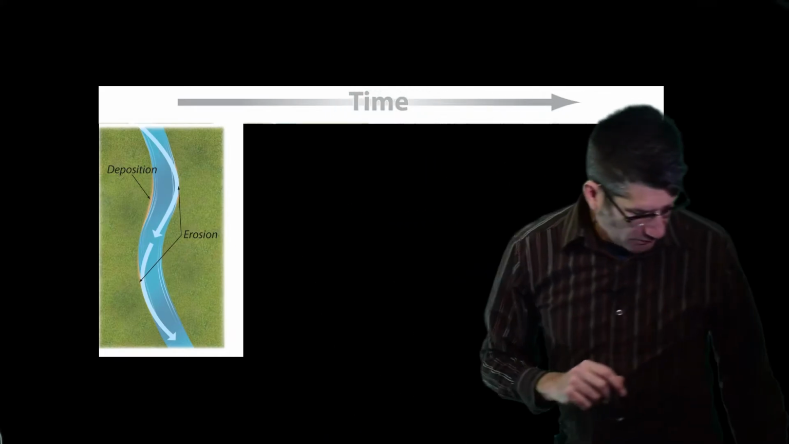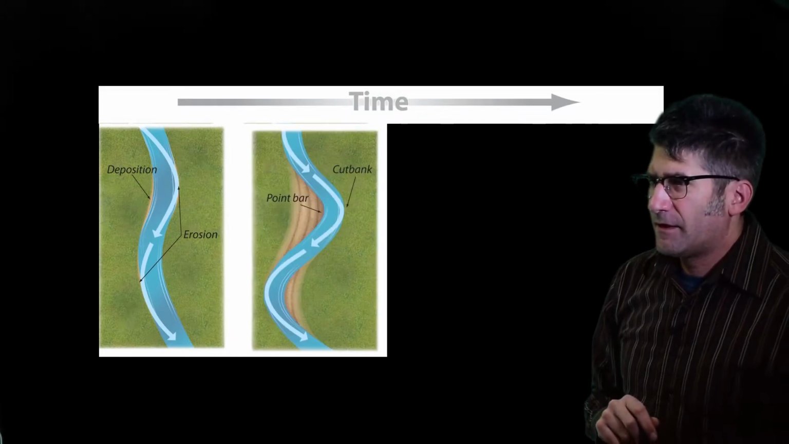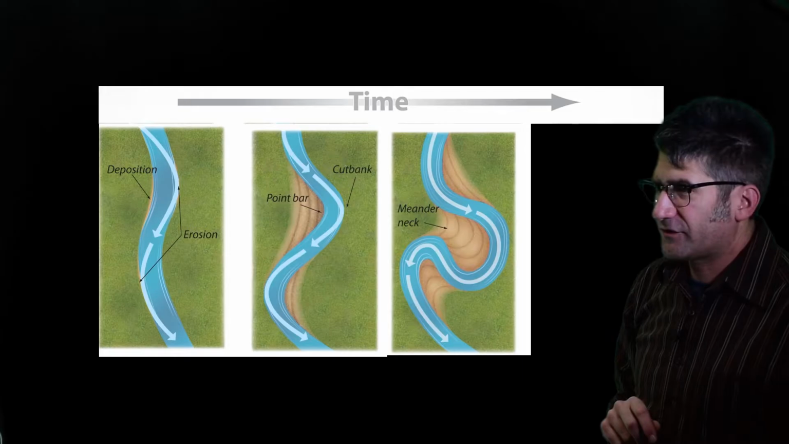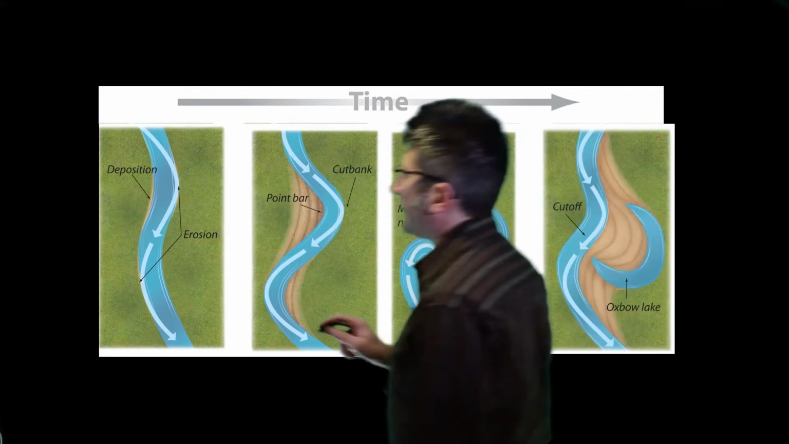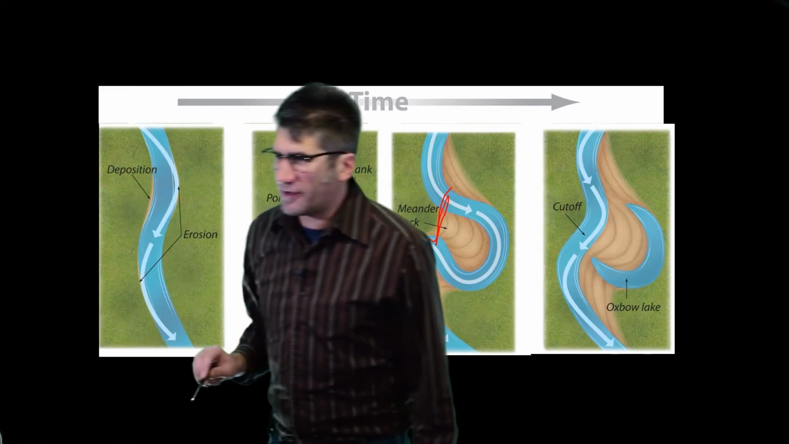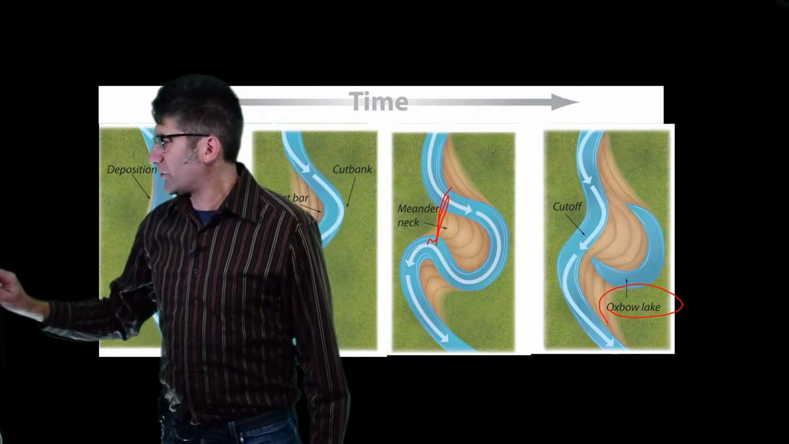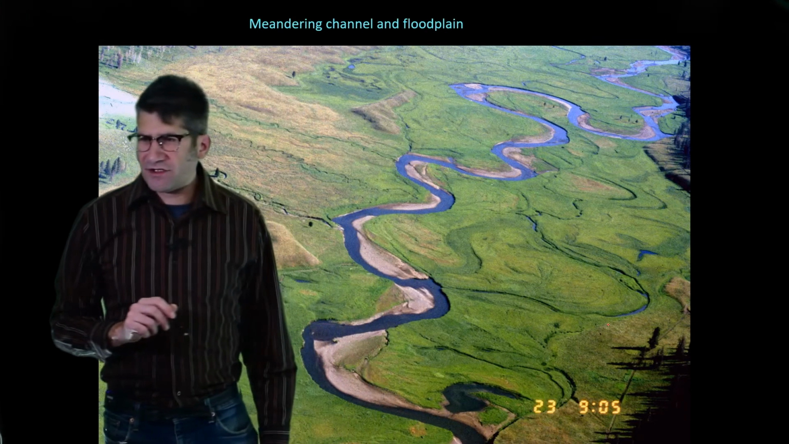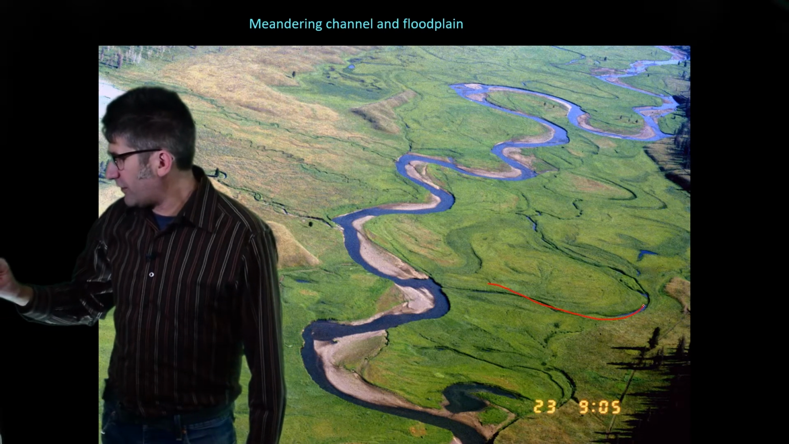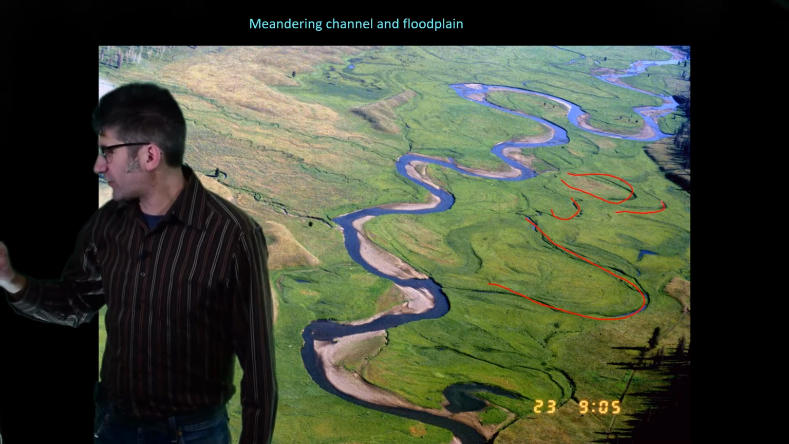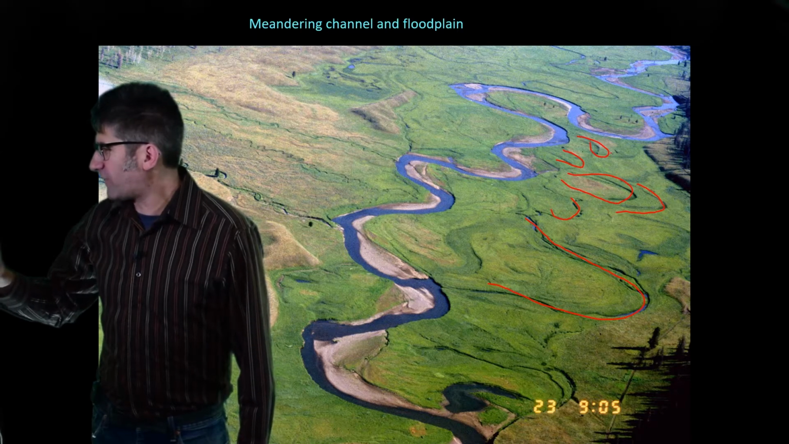Okay, so we can watch a little video here over time. Our point bars forming at the expense of our cut banks. Oftentimes what happens is your channel will meet and you'll cut off a meander neck, and that will create a cutoff, and on the other side of the cutoff we form what's called an oxbow lake. Oxbow lake or a cutoff meander lake. So here's a meandering channel here on Slough Creek, and then look at all of these essentially oxbow lakes. These are all small abandoned meanders as the stream has meandered back and forth across the floodplain.